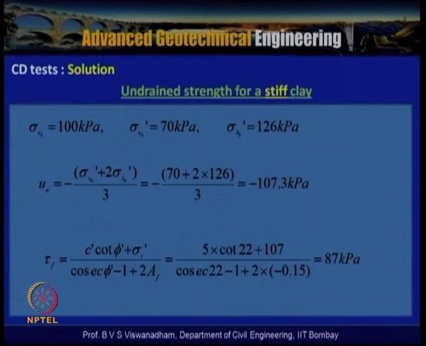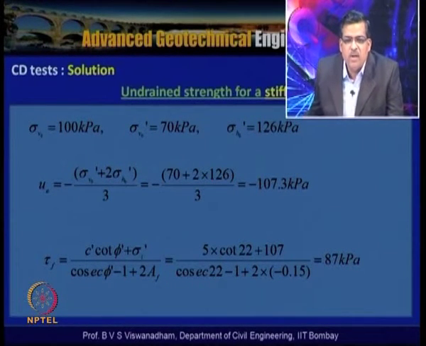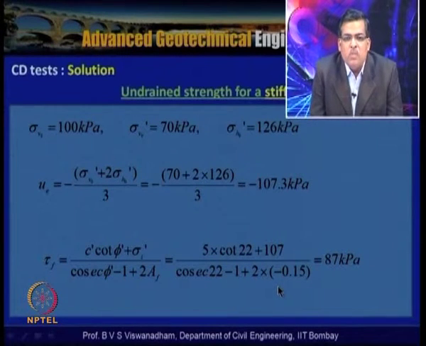So sigma V dash plus 2 sigma H dash, divided by 3. So with that, what we get is 107.3 kilopascals. So tau f is equal to C dash cot phi plus sigma dash, divided by cosecant phi dash minus 1 plus 2 A_f. So by substituting this, 5 into cot 22 plus 107, because here sigma dash is minus of minus, which will become plus, and the cosecant 22 minus 1 plus 2 into minus 0.15. So with that, the shear strength of the soil works out to be around 87 kilopascals.